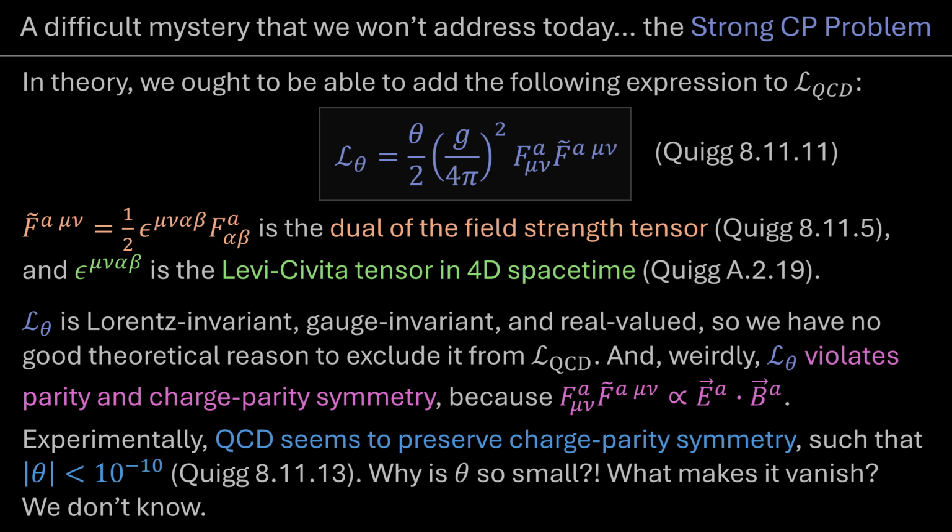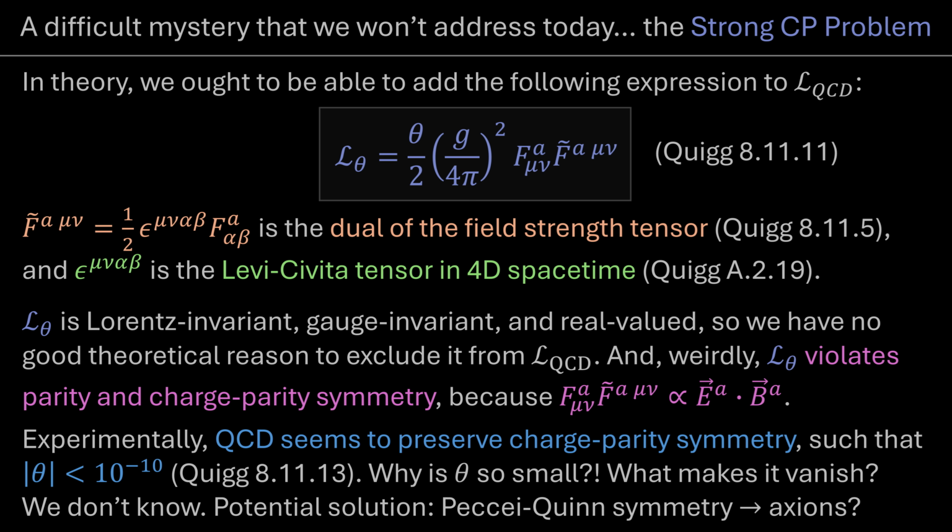And so this is known as the strong CP problem. So that's the deep mystery: theoretically, the strong force should be able to violate charge parity symmetry. For whatever reason, in practice, it seems not to, and we really don't know why that is. Probably the most promising solution is the concept of axions, and that's a whole other rabbit hole we can go into, but we're not going to go into that today.